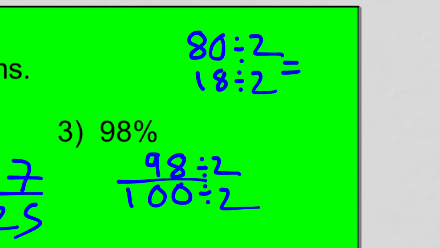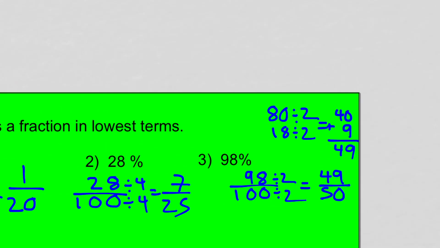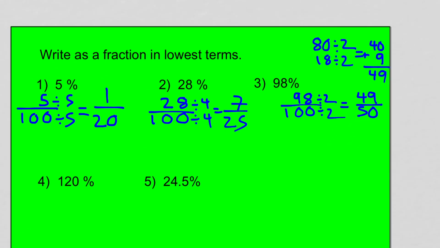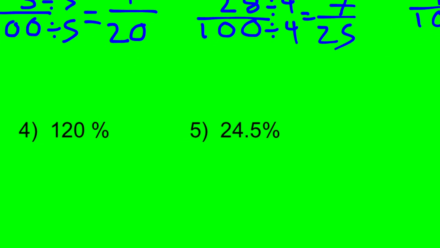80 divided by 2 is 40. And 18 divided by 2 is 9. So together that makes 49, which means 98 divided by 2 is 49. And 100 chopped in half is easy, that's 50. So in lowest terms, that's 49 over 50. Now I would consider those more of a grade 7 kind of question. Here's a couple of higher level kind of questions.